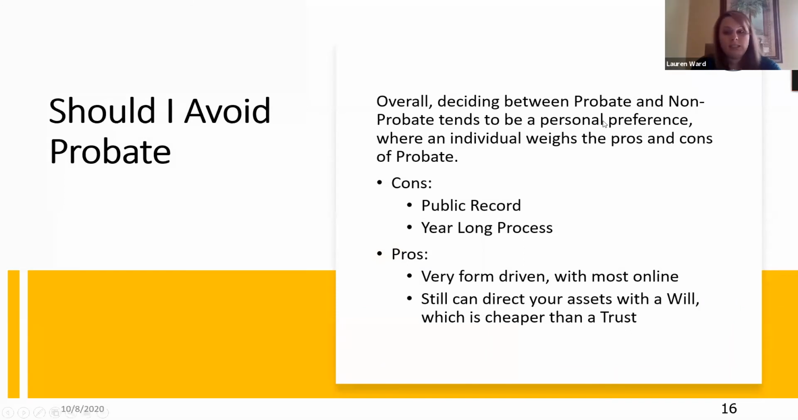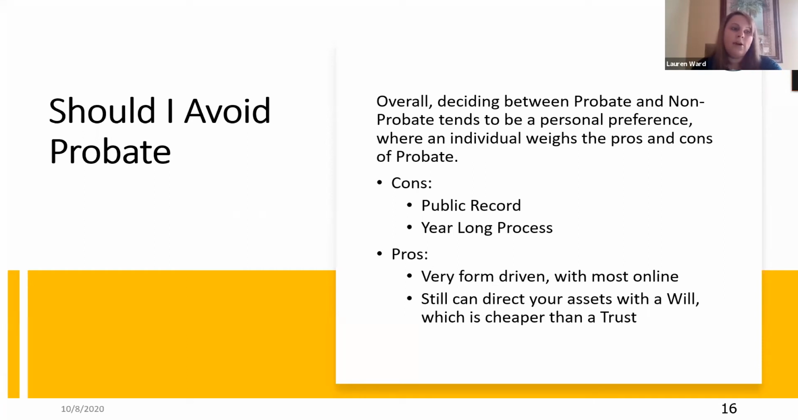So a lot of questions I get from my clients are, should I avoid probate? I think it is pretty much your personal choice. There's no right or wrong way to do it. An individual just needs to weigh the pros and cons of it. Some cons are it's a longer process, you're paying fees to the probate court, and everything is public record. So if I wanted to go look at what you inherited from your grandmother, if it went through probate, I can go to the probate court and pull the records up. Not that I think many people tend to do that, but it is a public record and people could view it.